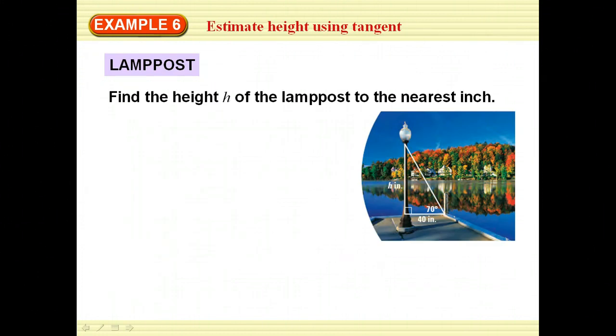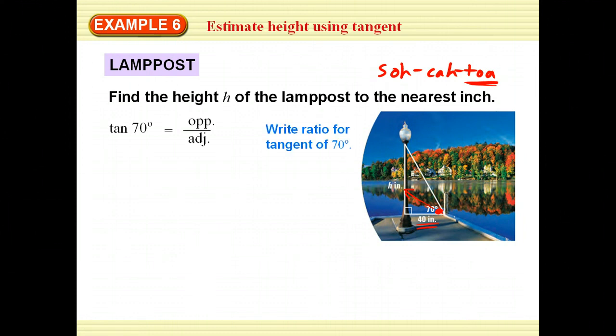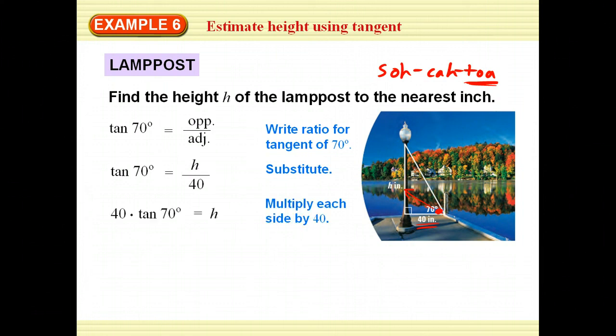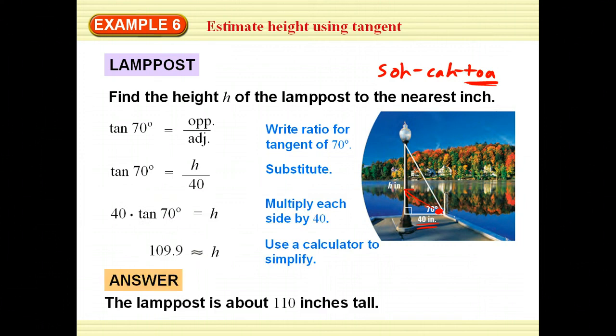What will we use for this one? I see that I have a 70-degree angle here. The side that I'm looking for is opposite. The side that I know is adjacent. Opposite and adjacent deals with tangent. Tangent of 70 degrees is equal to h over 40. To get h by itself, I simply have to multiply by 40, and that will give me approximately 109.9, or about 110 inches.